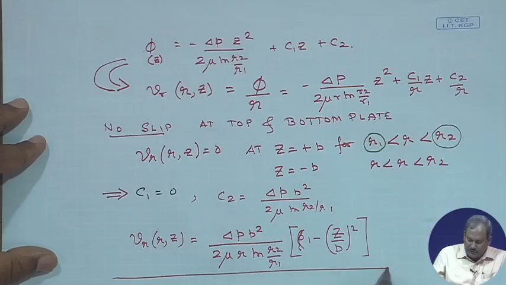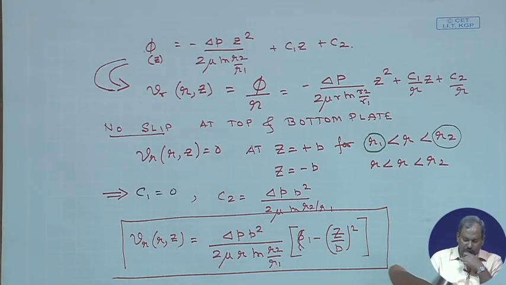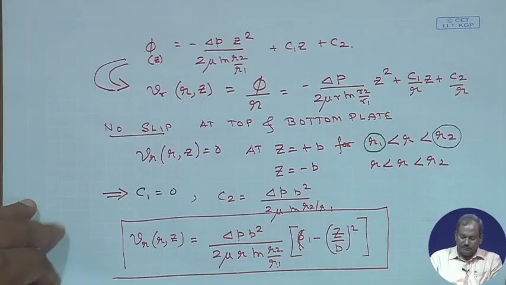So, this is the final form of the velocity expression for the case of pressure gradient driven flow between two parallel plates which are separated by a distance twice b, where the geometric parameters are r1, the radius of the hole through which the liquid comes in, r2, the outer radius of both the plates, delta p, the applied pressure gradient, and mu, the viscosity of the liquid in between.